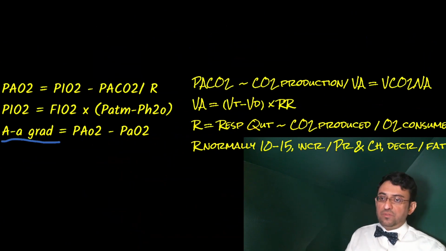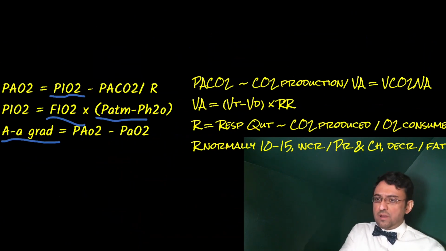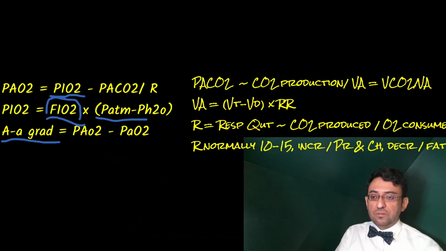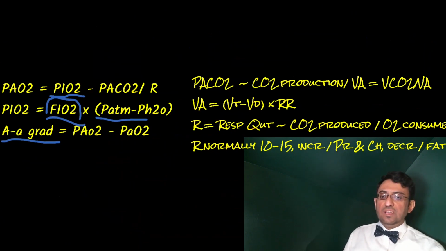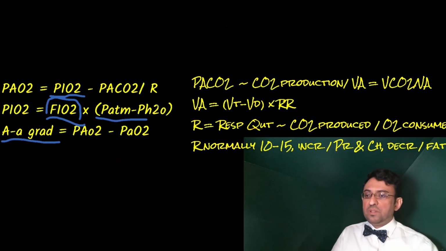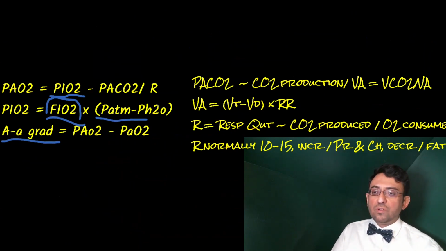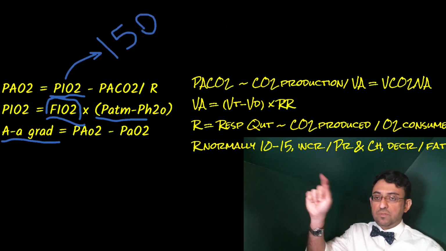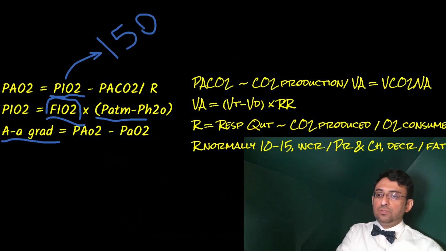So let's first review what is PiO2. Well, that's the simple one. The PiO2 by definition is the fraction of inspired oxygen times the difference of atmospheric and water pressure. Now remember, the FiO2 is usually 21%. That's 21% of the air we breathe is oxygen. Atmospheric pressure is usually 760 and water vapor pressure is usually 50. So this is 21% of around 700, and the value is something around 150. So PiO2 is around 150. So that is what I've written, 150. How about PaCO2 divided by R?